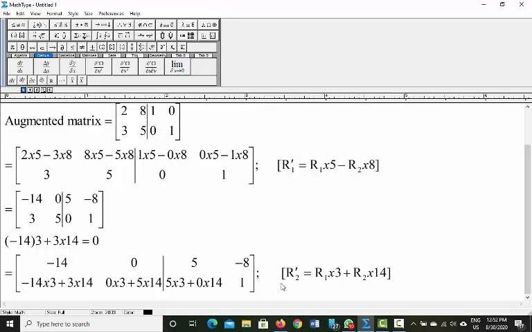Now again, whatever you have in row 1, we will multiply it by 3. So we will multiply this one by 3, plus whatever you have in row 2, that is 1, we will multiply it by 14.